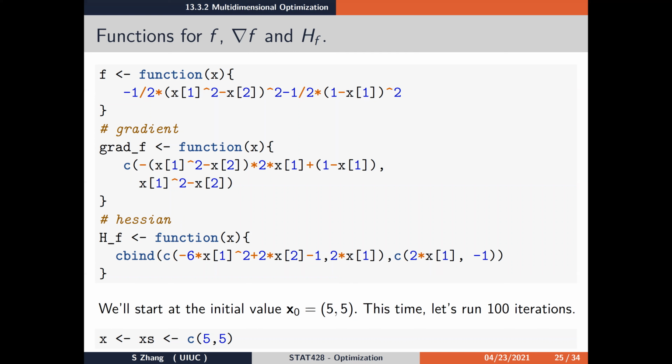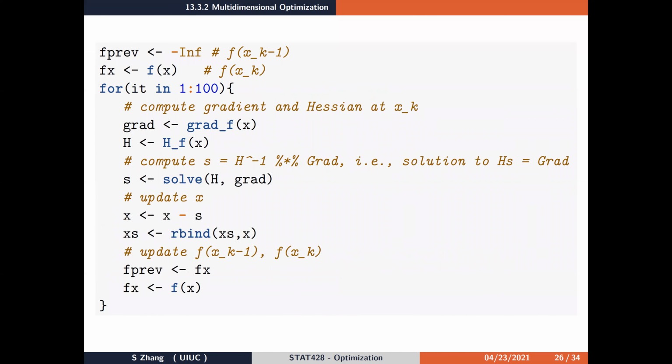We will start at the initial value x0 of 5 and 5. In other words, the initial values for x1 and x2 are both 5. And this time, let's just run this for a total of 100 iterations. Here's the code for implementing the iterative Newton-Raphson steps.